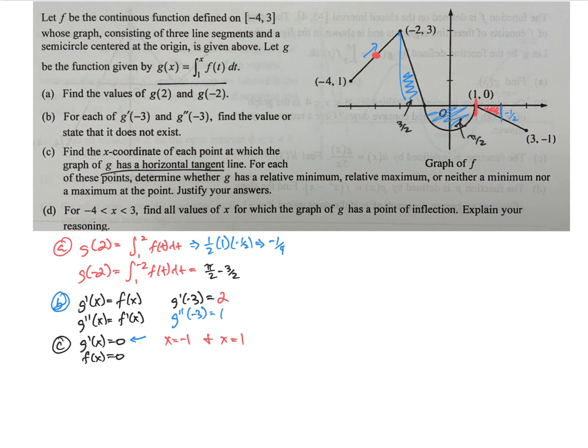Now, let's talk about x equals negative 1. So at x equals negative 1, what's happening here? Do I have a relative min, max, or neither? I have a relative what? Max. Why? F of x changes from positive to negative. Love it.